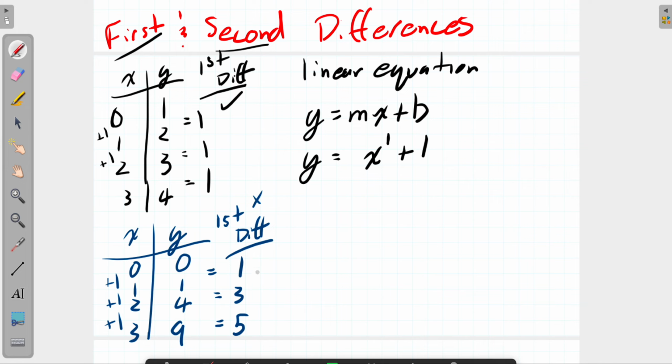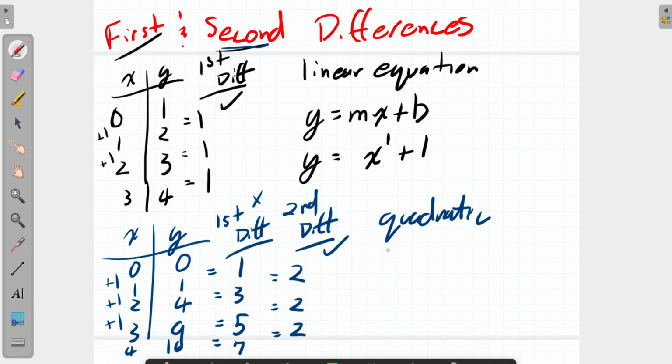Okay. I take those first differences and I find the differences of them, hence the term second differences. 3 subtract 1, well, that gives me a value of 2. 5 subtract 3 gives me a value of 2. If I were to have kept going, this would have been 16, then 7, and 7 subtract 5 would have been 2. In this case, the second differences checked out. They're all the same, which means we have a quadratic relationship.